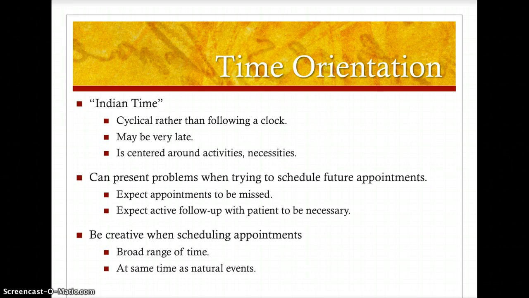Ensure that the patient is aware of the seriousness of the appointment if it is such, but expect that appointments may be missed due to time orientation issues, and thus active follow-ups with the patient may be necessary.